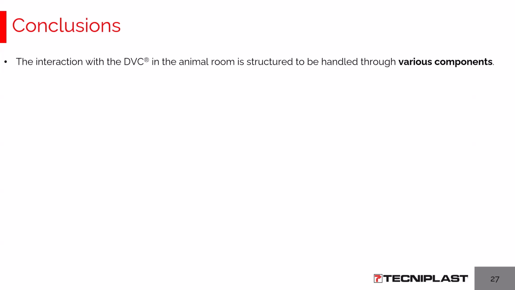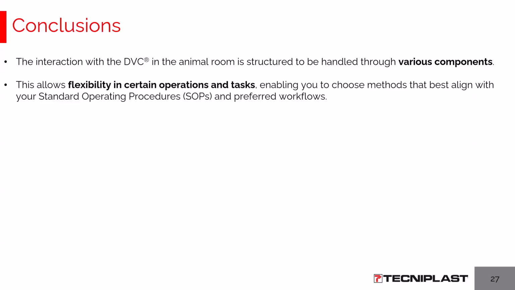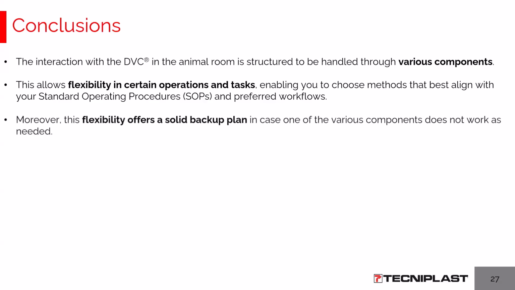So, the interaction with the DVC in the animal room is performed through various different components, as we discussed. The possibility to have different components generates flexibility to enable you to choose the right and preferred methods or workflow to align your SOPs to the availability of these components. Even more, some components overlap each other, offering a solid backup plan in case they don't work as expected, they are not clear enough, or you feel more confident with some versus others. So it's good to have this kind of overlap.